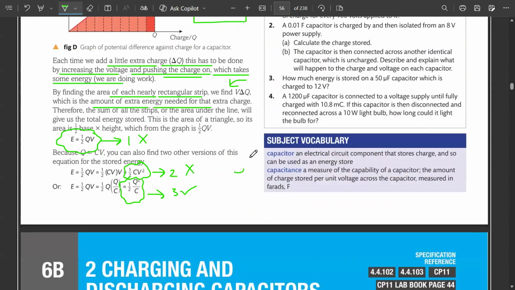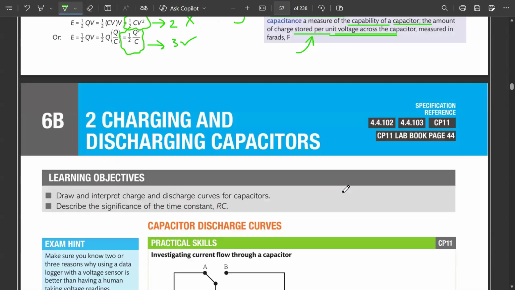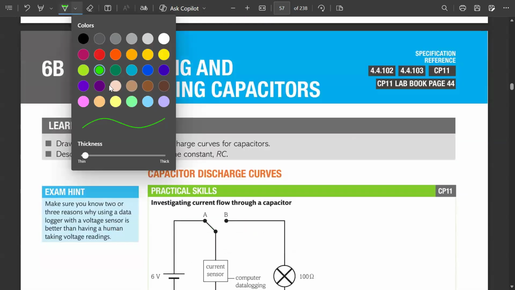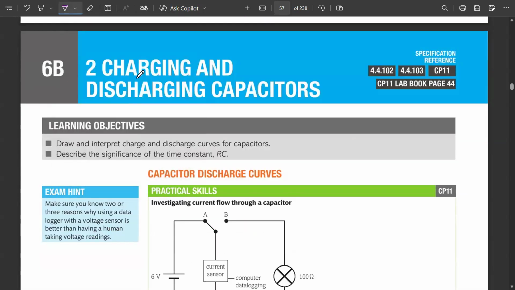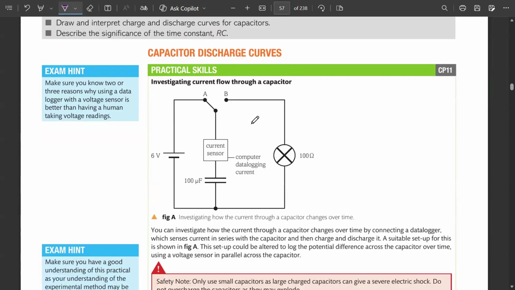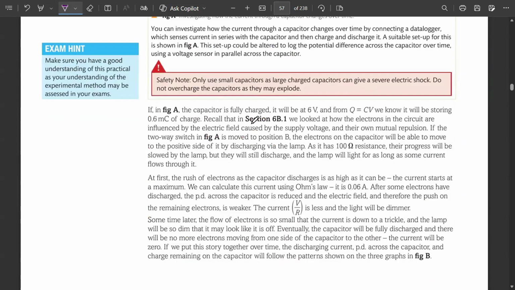So a capacitor is an electrical circuit component that stores charge, and it can also be used as an energy store. Capacitance is also a measure of the capability of a capacitor, which is the amount of charge stored per unit voltage across the capacitor, measured in farads as well. So the second concept, how to charge it and how we are going to discharge these capacitors, is a very, very, very important concept.